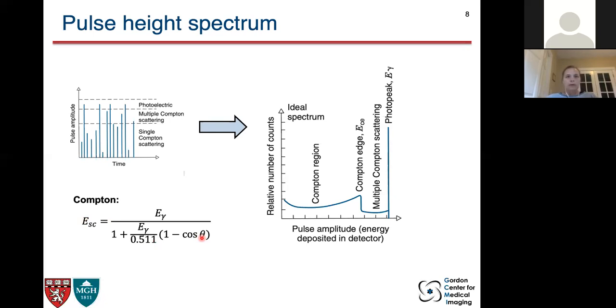Even when we have complete backscatter, there still will be some energy that is transferred to the scattered photon. Hence the cutoff here, which is at lower energy compared to the photopeak. And we can also see in between the region for multiple Compton scattering, which is higher compared to this region, and it goes like a bridge between the Compton continuum and the photopeak.